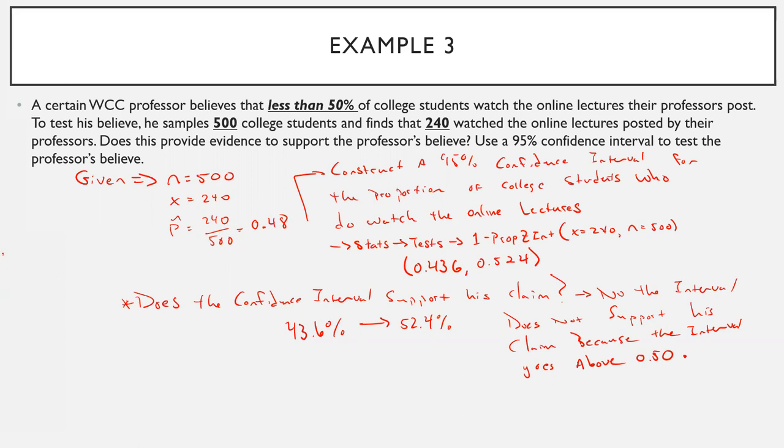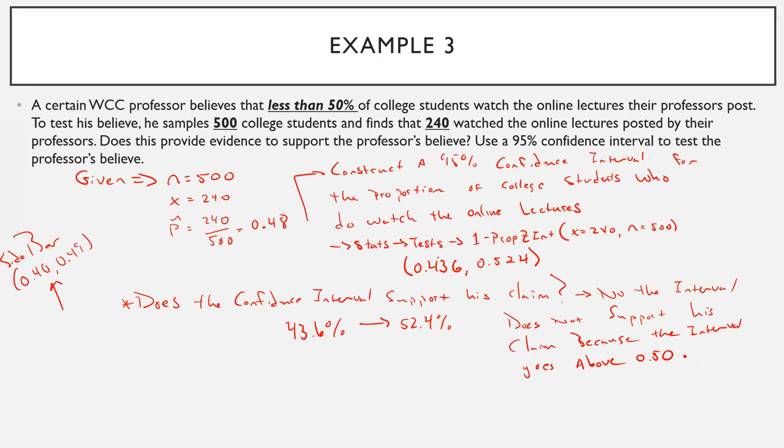As a sidebar, if the interval had been something like 0.40 to 0.49, do you notice how this confidence interval is strictly below 50%? Do you guys see that over here? If the confidence interval had been this, it would support his claim, okay? But since it's not, okay, I'm glad it makes sense. Sometimes seeing it when it would work out explains it better. But since the value could be above 50%, here it does not support his claim.